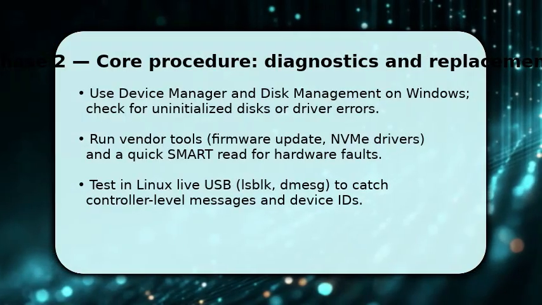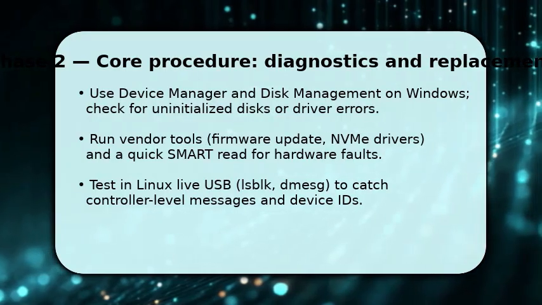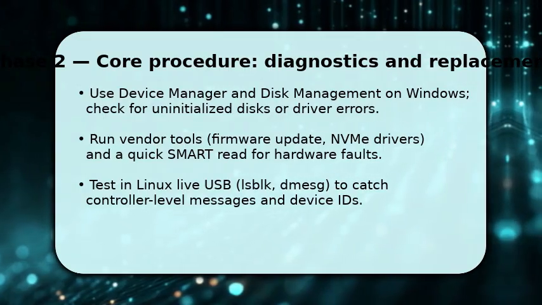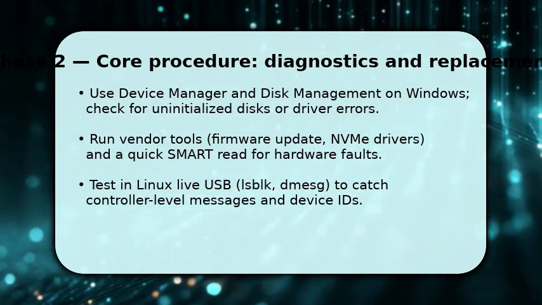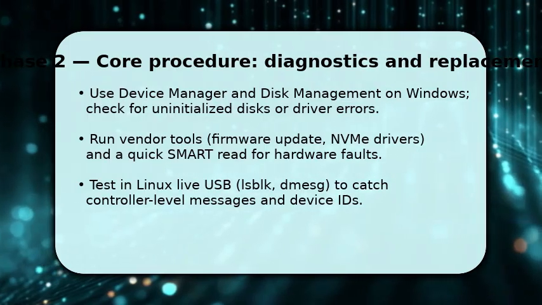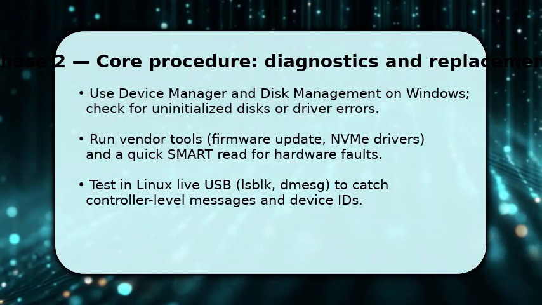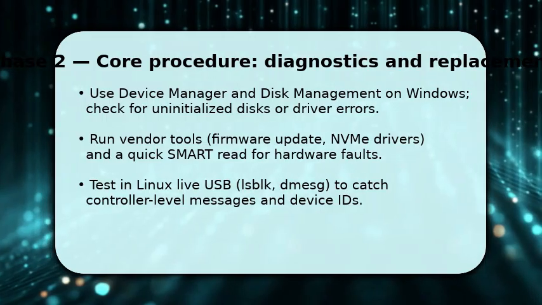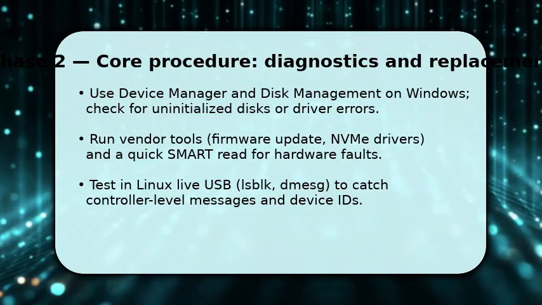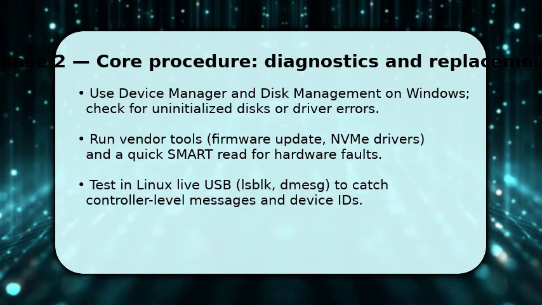You now run System Diagnostics. Open Device Manager and Disk Management to spot uninitialized or offline disks, and review driver status because missing drivers can hide a device. Next, run the SSD vendor utility for firmware checks and SMART data, since a firmware hang can make a drive invisible. If Windows is inconclusive, boot a Linux Live USB and use lsblk and dmesg to read controller messages. This reveals whether the OS sees the device, which guides whether to reflash firmware or replace the drive.